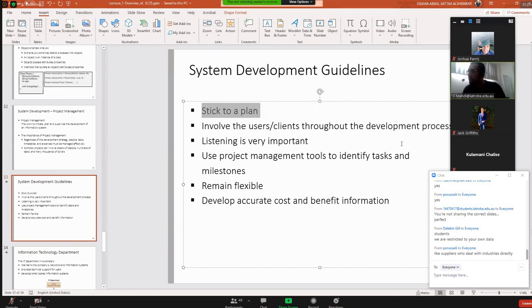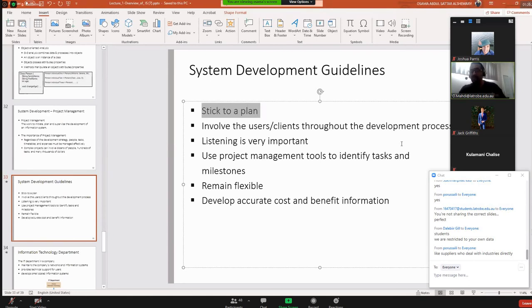Users, clients, throughout the development process. Listening is very important. Listening means here that as a developer, you need to listen very carefully to what the main purpose of this information system is. What is your job mainly? What do you need to do? What's your task? Because as we will see later, the information system could be divided into different parts, and then as a final step, all these parts will combine together to represent the whole information system.